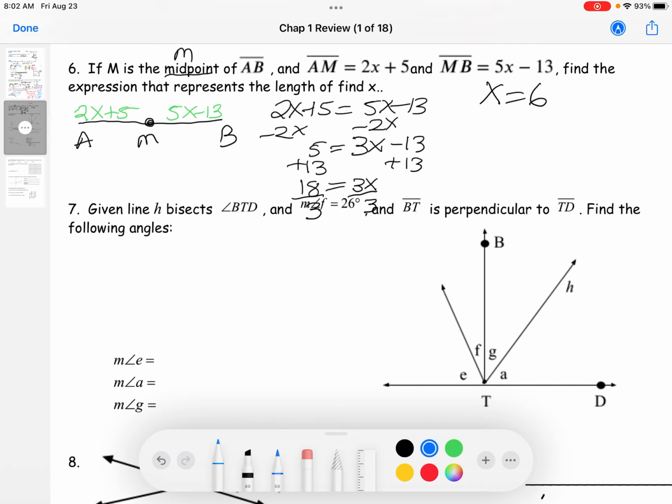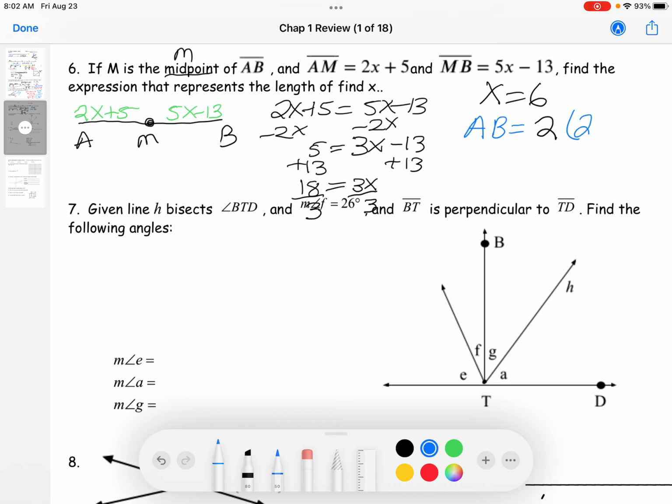Okay, but we need to find what AB is. So the entire thing is AB. So I can double whatever I get for one side and then use it for the other side too. So AB, okay, we can pick one of the equations and double it.